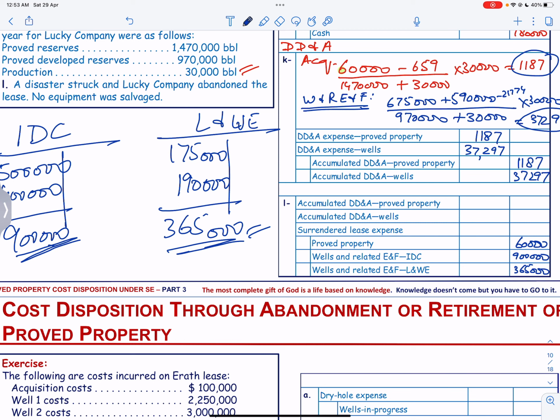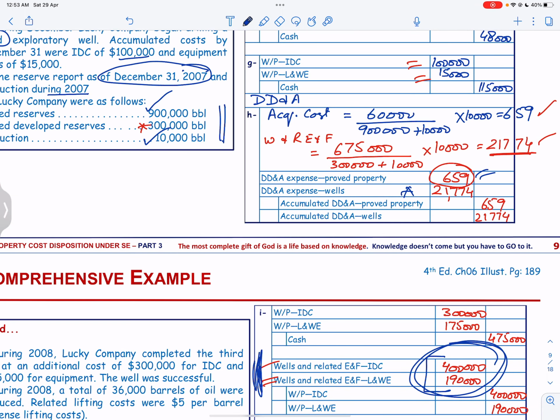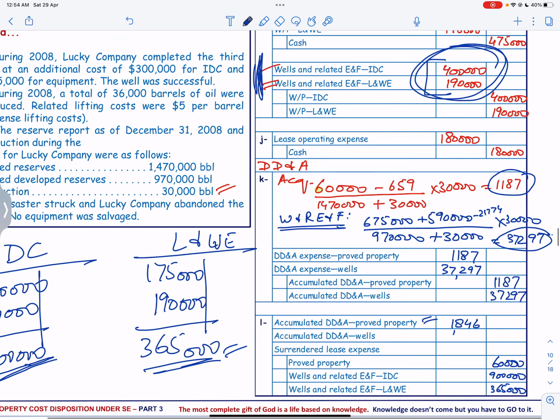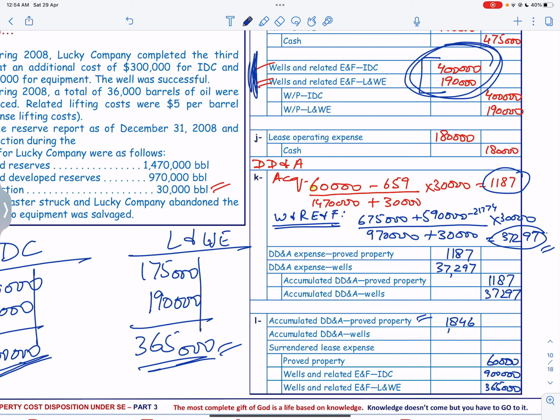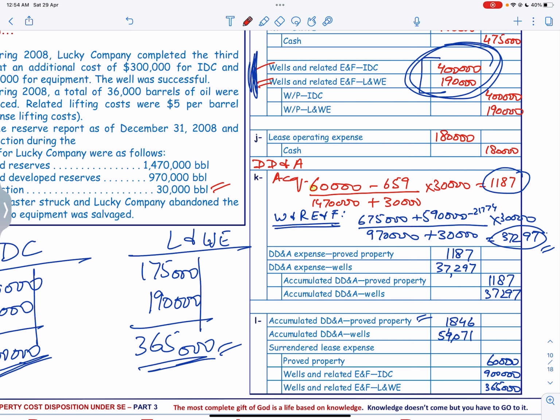Then we will look into the accumulated depreciation for, first of all, the proof property. For proof property we have 659 plus 1187, that will give us 1846. And for wells it is 21,774 plus 37,297, and that is going to give us 59,071, and the balancing figure is going to be allocated to the surrendered lease expense, that will be 1,264,083.